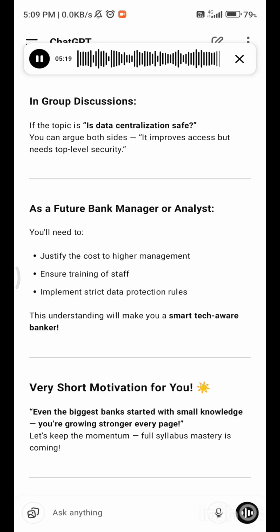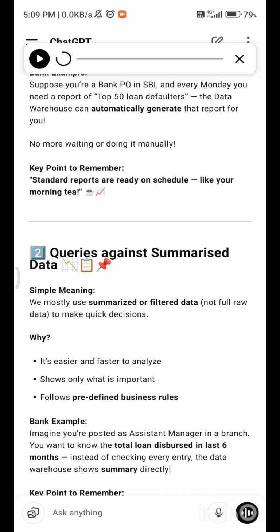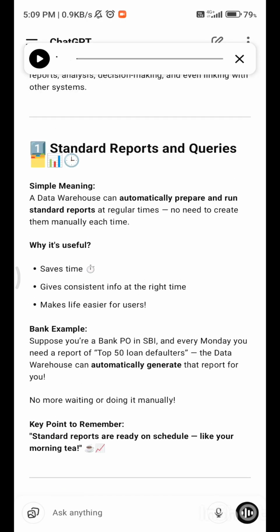Very short motivation for you. Even the biggest banks started with small knowledge. You're growing stronger every page. Let's keep the momentum. Full syllabus mastery is coming. Ready for the next concept? Awesome!